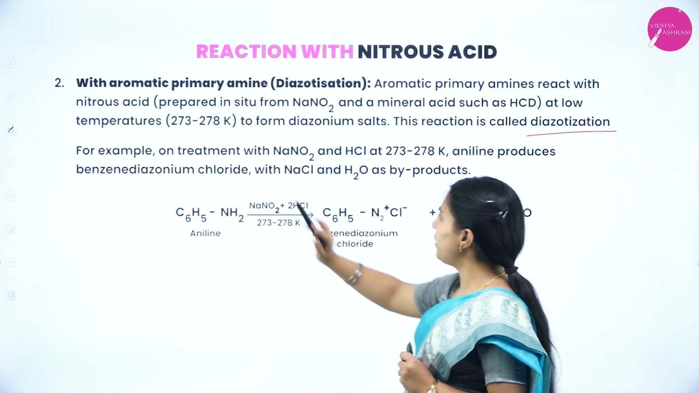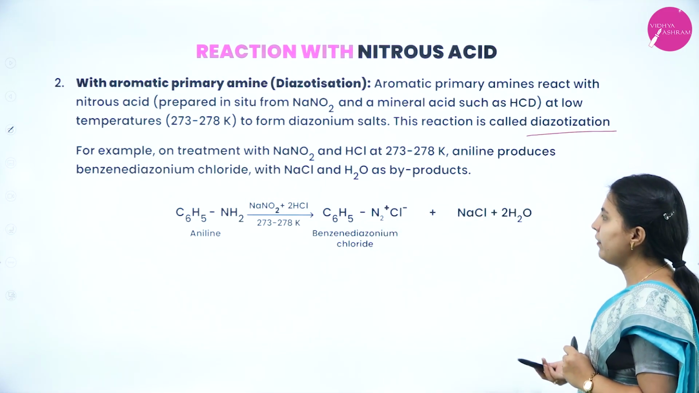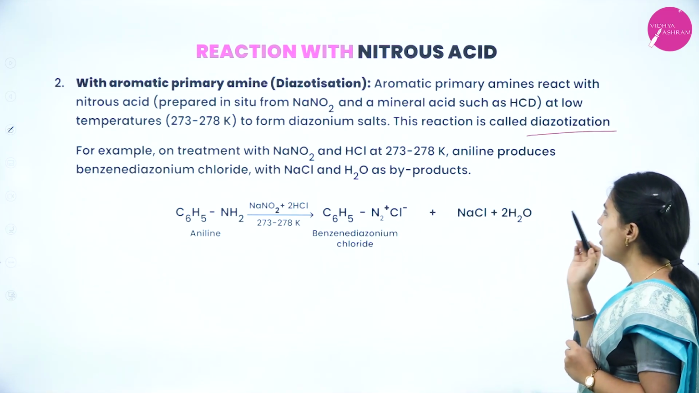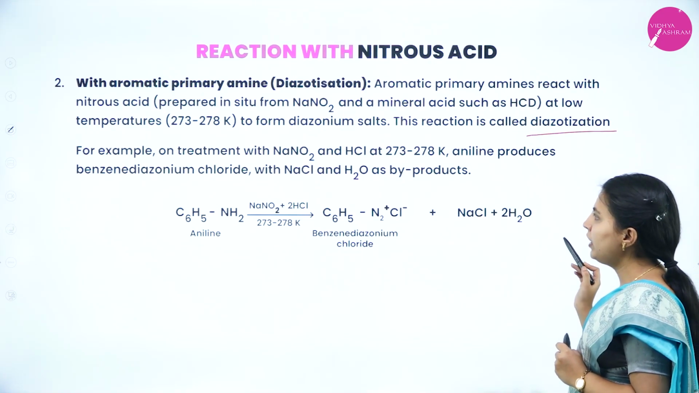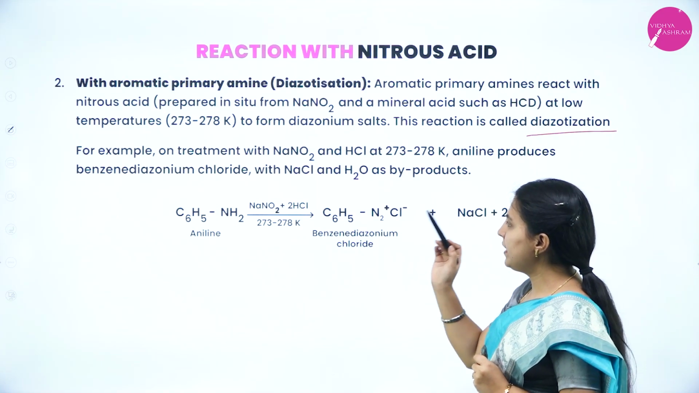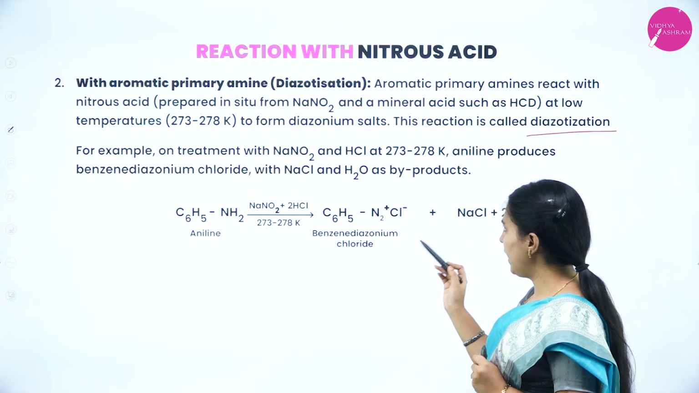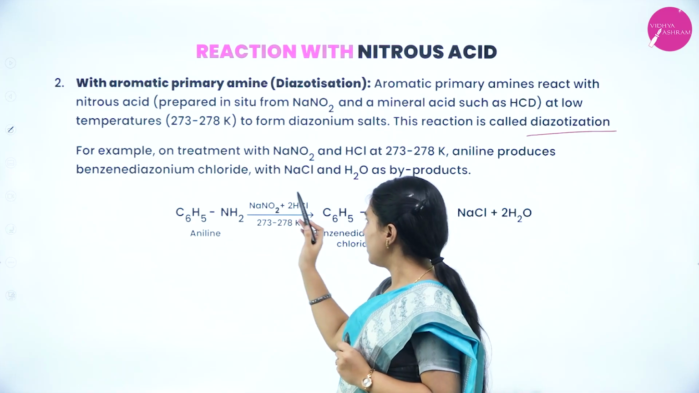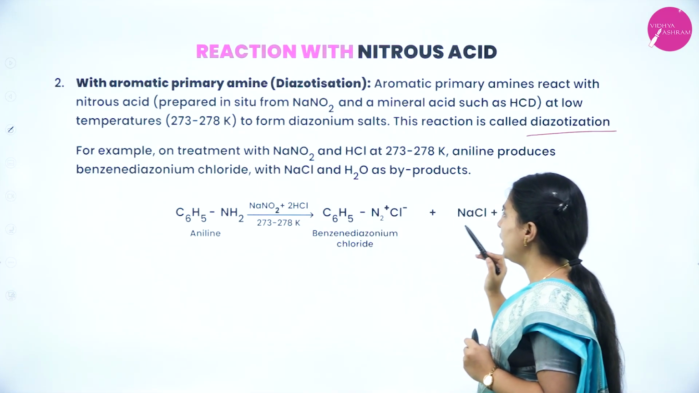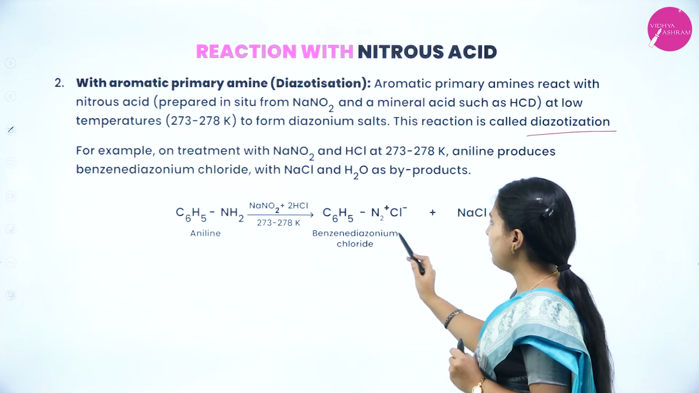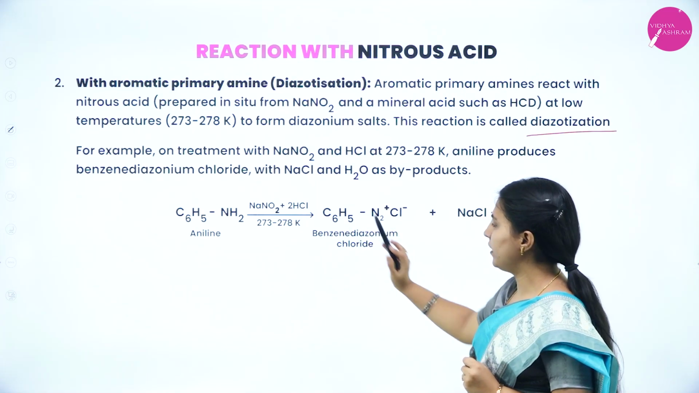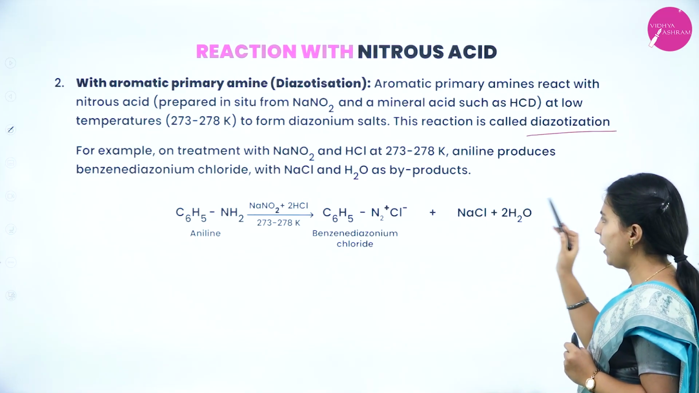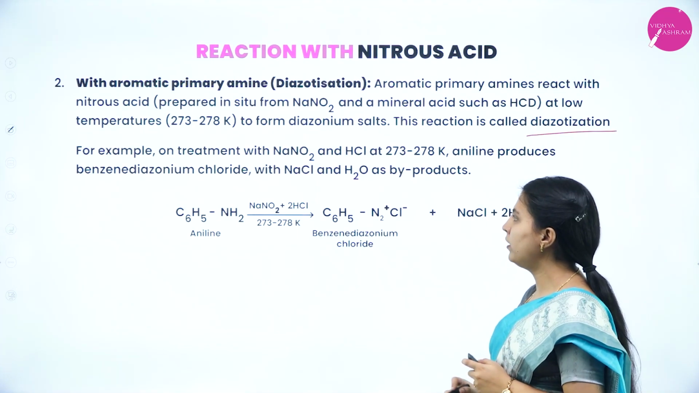For example, when aromatic phenylamine is treated with sodium nitrite and HCl at 273 to 278 Kelvin, aniline produces benzene diazonium chloride with NaCl and H2O as byproducts. This is aniline treated with nitrous acid. It will form benzene diazonium chloride. This is the diazonium chloride group, and this is benzene. It will form the byproducts sodium chloride and water. This is a very important reaction.